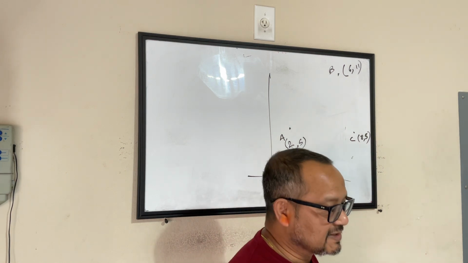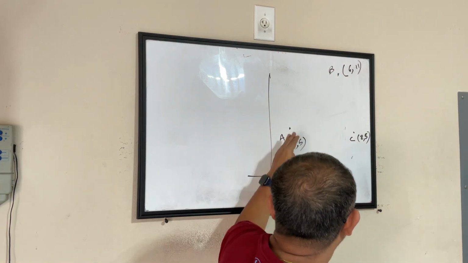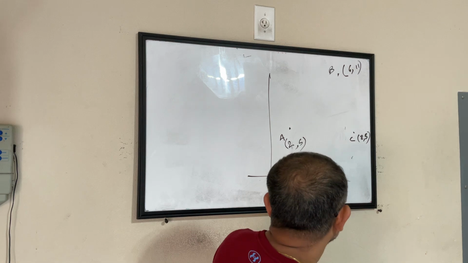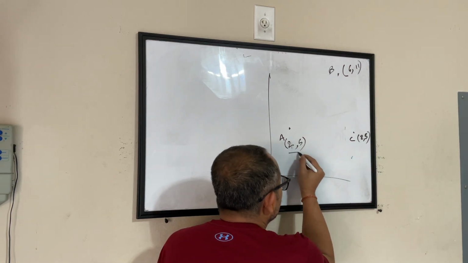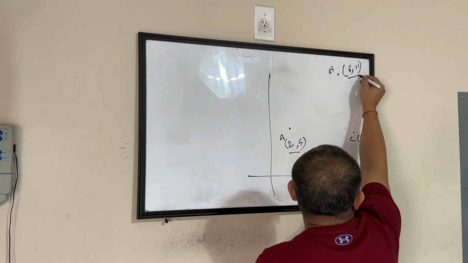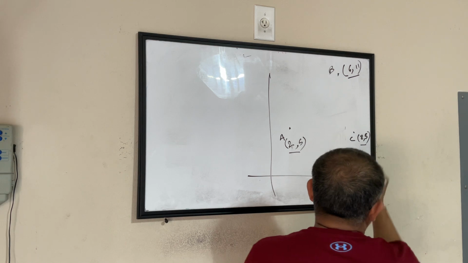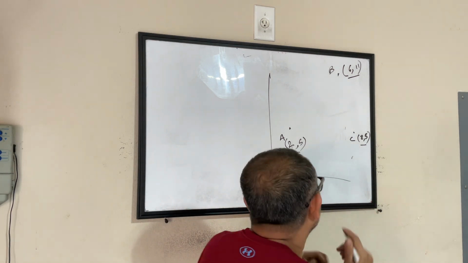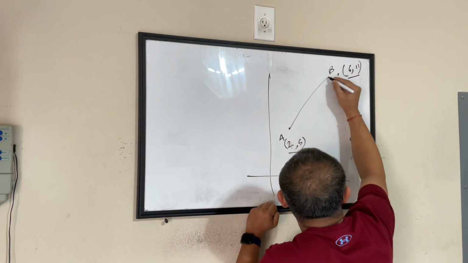So again, I'm repeating myself. I have 3 points A, B and C. A with coordinates (2, 5), B with coordinates (6, 11), C with coordinates (8, 5). So if I have 3 points and I join them, it makes a triangle, right?